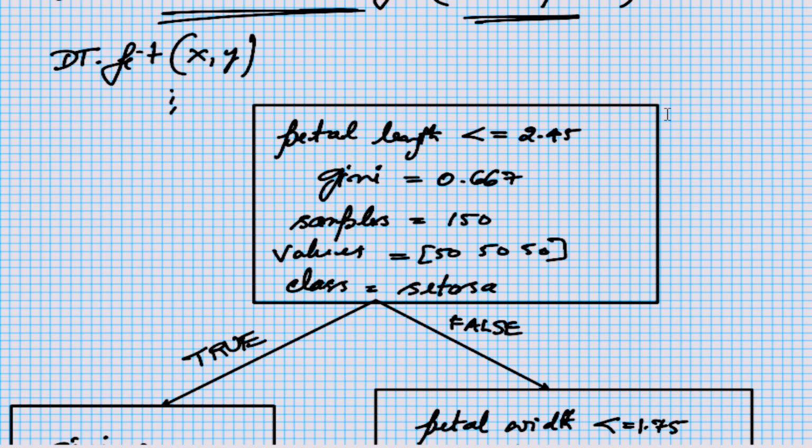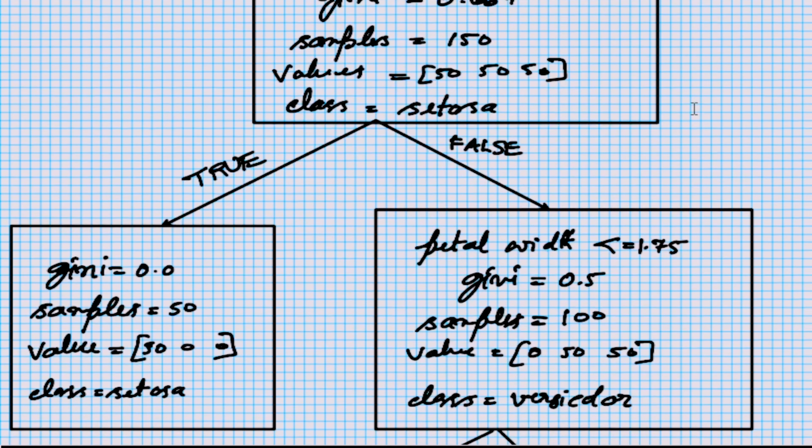If it is less than 2.45, and if we check that parameter, if it is true, we say that we come to one side.